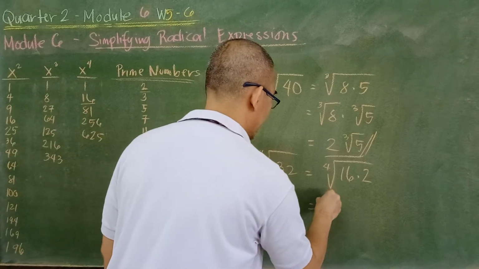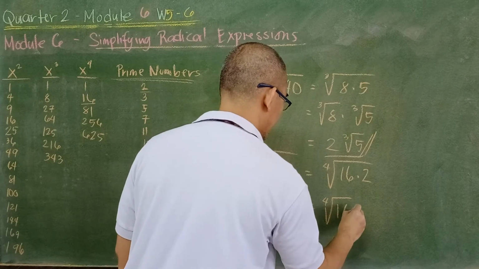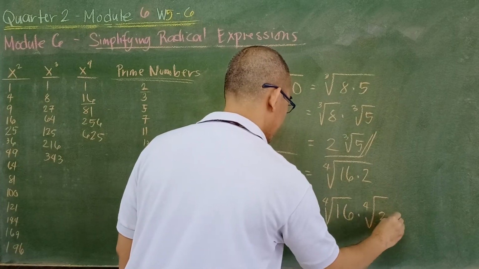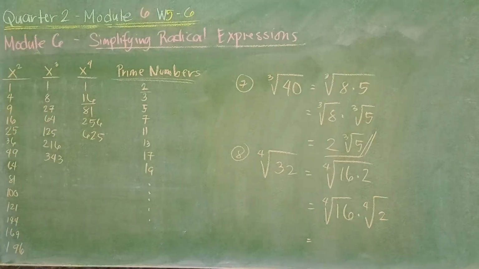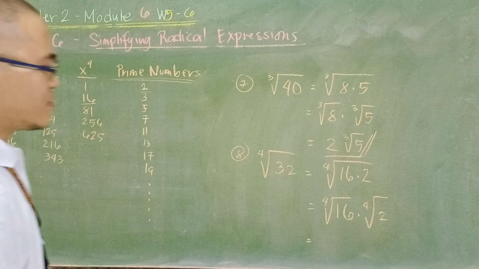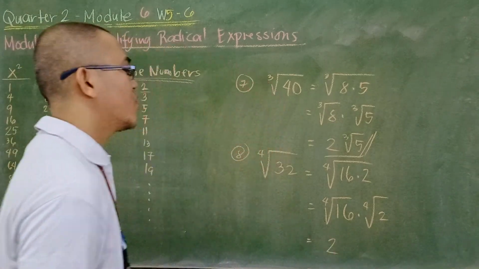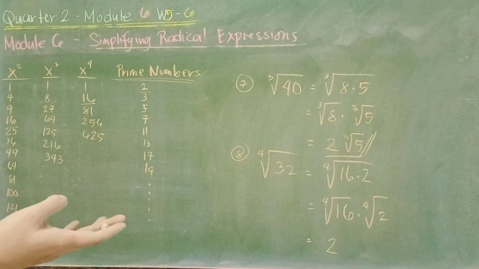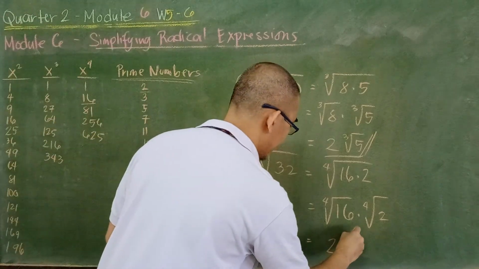So, paghiwalayin muna natin. Ano yung number na minultiply ng 4 na beses para makuha yung 16? So that number is 2. And then, fourth root of 2, you'll just copy yung prime number.